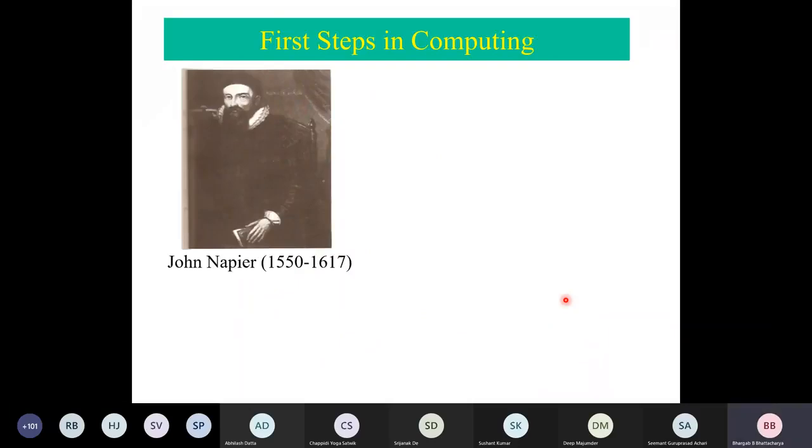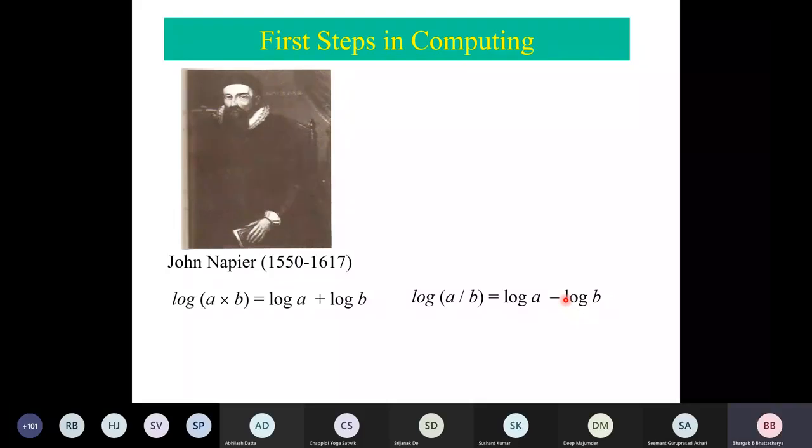Have you heard of the name of this guy, John Napier? Yes, sir. What was he famous for? The natural logarithm. Very natural logarithm, right? So when we were students in school, we used to have log tables for computation, and this is based on a very fundamental operation.